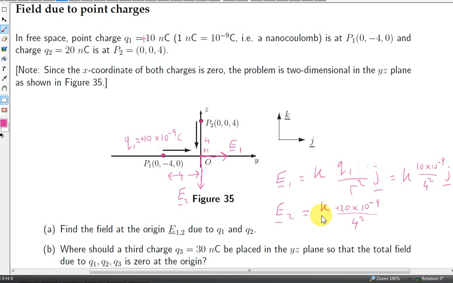Now, this is the magnitude of vector E2, but what's the direction? Well, this is the positive z-axis. You see, this is plus 4. So we're dealing with the negative z-axis. So the unit vector in the direction of the negative z-axis is minus k. So we multiply this by minus k. Capital K is the constant that we will plug in soon. To get the electric field at the origin due to both charges Q1 and Q2, we need to sum these two vectors. So you can see here, we can just complete a parallelogram. So this vector we will call E12.